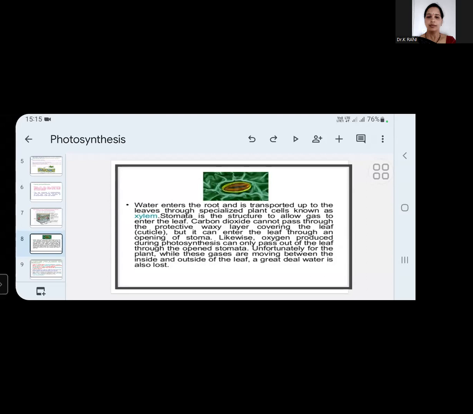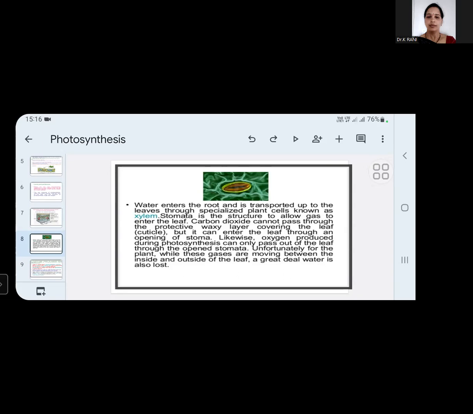In the leaf, the stomata is the structure that allows gaseous exchange, mainly carbon dioxide and water. Carbon dioxide cannot pass through the protective wavy layer covering the leaf. The upper epidermis is covered with a thick cuticle layer, so it cannot pass through. But it can enter the leaf through the opening of the stomata. Likewise, oxygen produced during photosynthesis can only pass out of the leaf through the opened stomata, that means in the daytime.